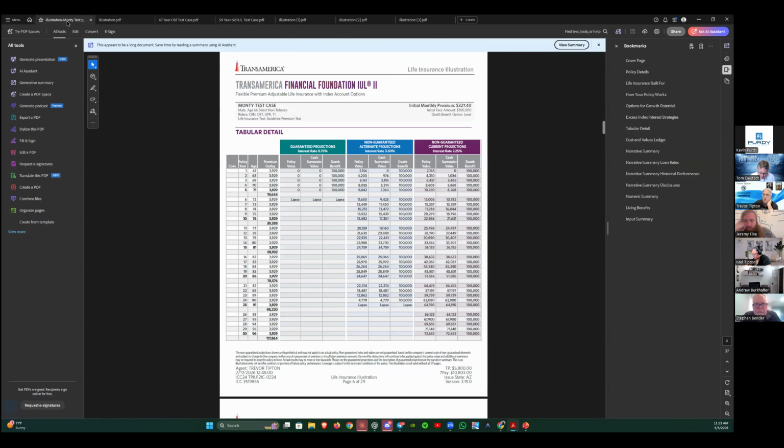Now I want to go over and show you theirs. Look at how much better Transamerica's price is now compared to Americo's.